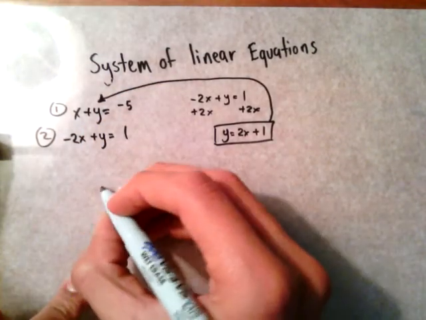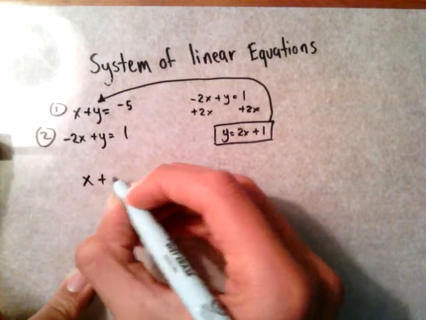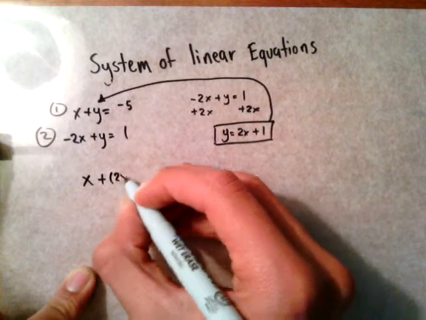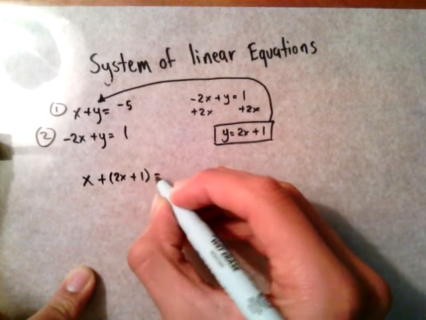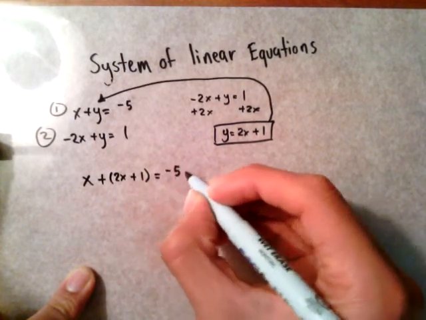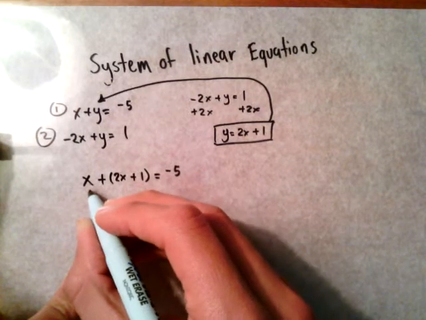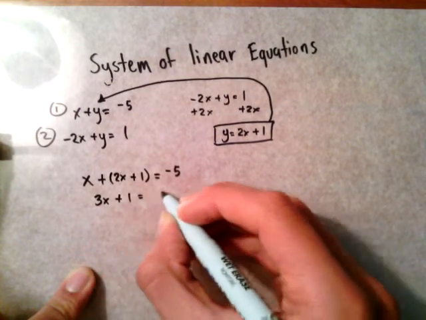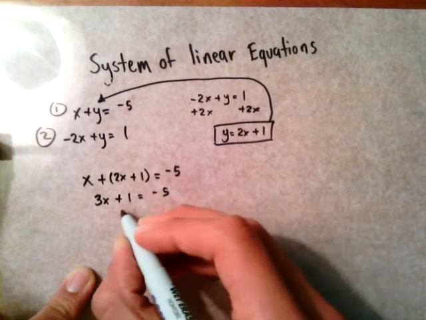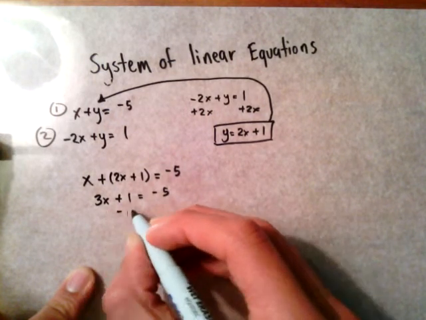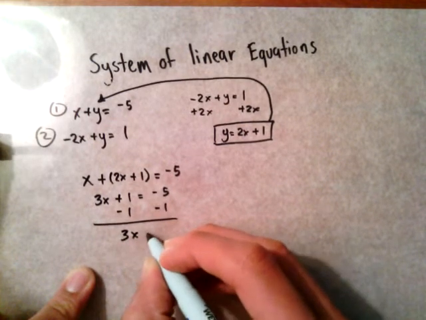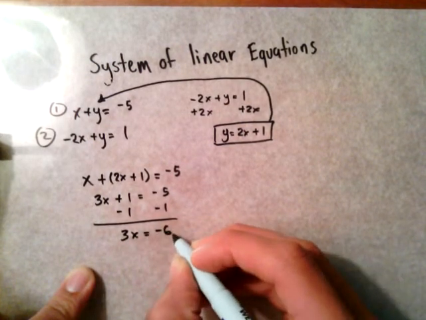So now with this equation, we want to directly plug that into our first equation in place of y. Alright, and we're going to do this on the bottom. So we have x plus, instead of y, we have 2x plus 1 is equal to negative 5. Now we want to combine like terms, so we have x plus 2x gives us 3x plus 1 is equal to negative 5. Next, we want to isolate our variable, so we subtract 1 from both sides, and then we're left with 3x is equal to negative 6.